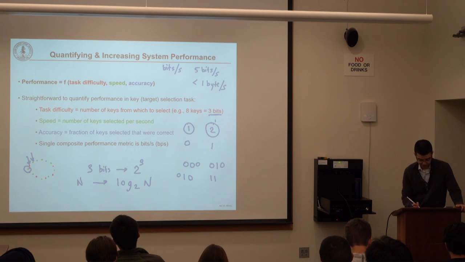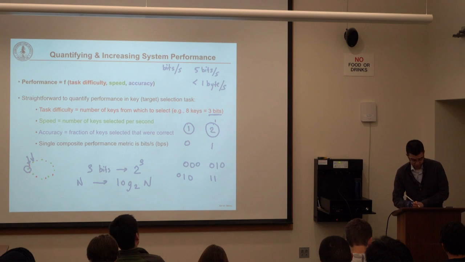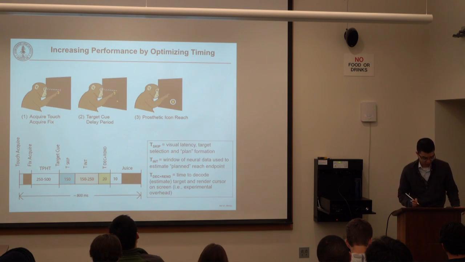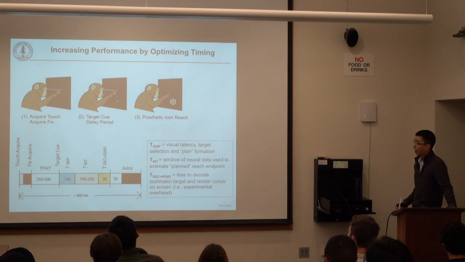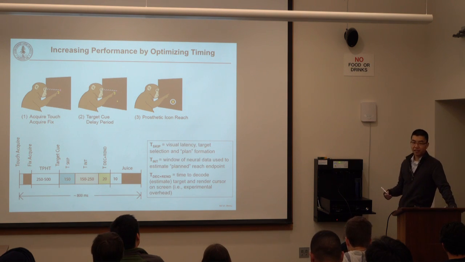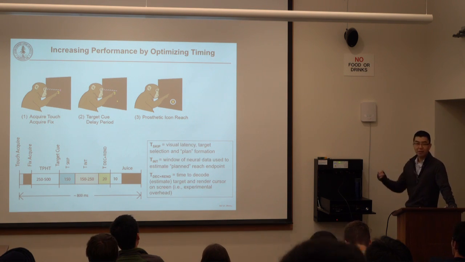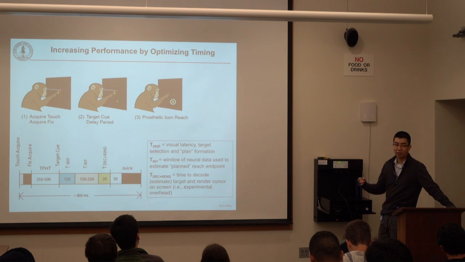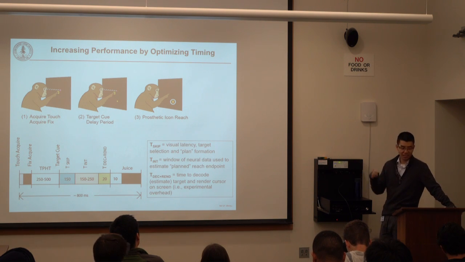All right, so one of the things that we're going to care about now, given that we know that our goal is to optimize bit rate, is how much time does it take for each selection? What's the speed? This is the second variable. What's the speed at which we can make selections?